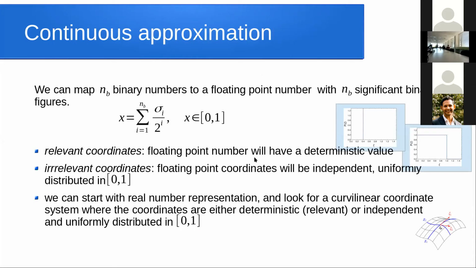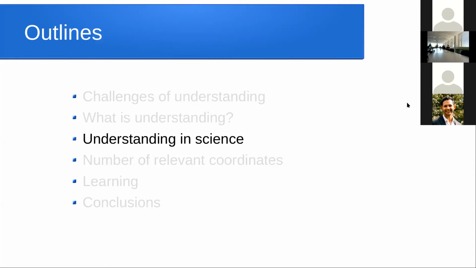Okay. We can also do a continuous approximation from the bits. We can provide numbers with the same significant binary figures. And then, in this case, the distribution of our coordinates is either a fixed one, so deterministic, or a flat distribution, just like before in the binary case.